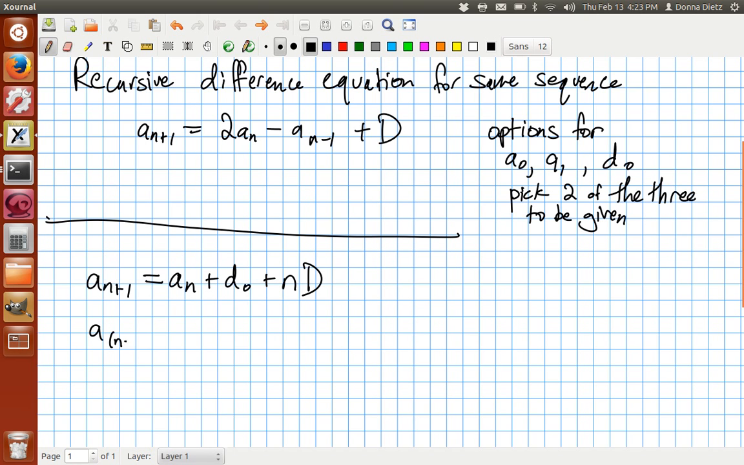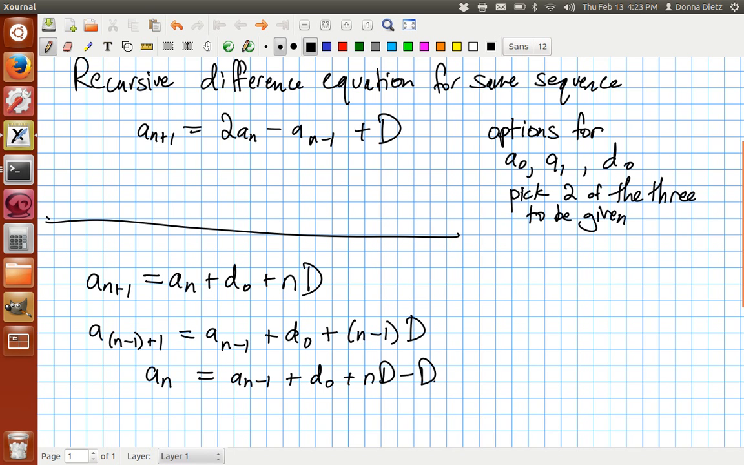So n minus 1 plus 1 is n, so we get a_n on the left. The d_0 doesn't change, and this is a_{n-1}. Of course, what's n minus 1 plus 1? Oh yeah, that's a_n. d_0, oops, I lost my D, plus nD minus D.